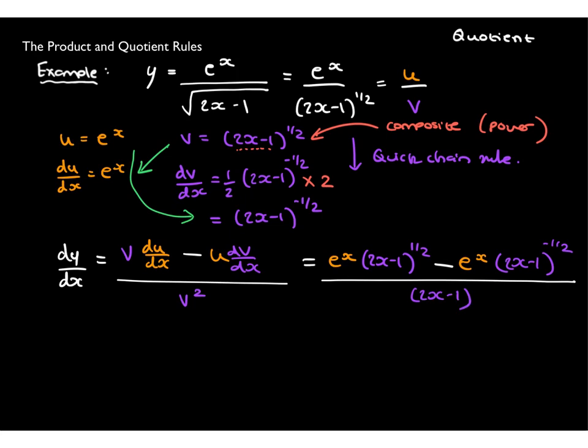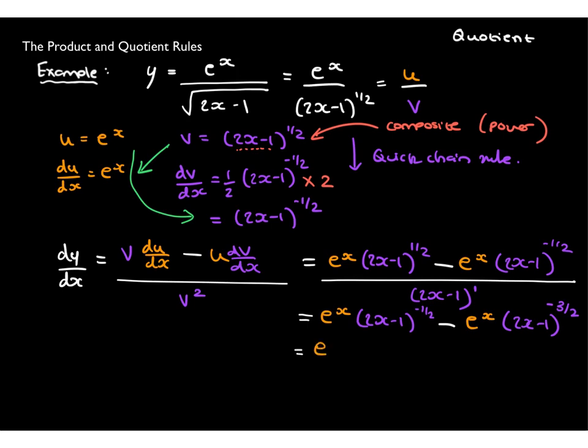Now, I'd like to simplify this, so I'm going to start off by dividing both parts in the numerator by 2x-1. So that gives me e^x, and then that's going to become (2x-1)^(-1/2). Think of that as a power 1 there. Subtract your powers as you do the division. And then e^x to the power of (2x-1)^(-3/2). Now, some serious factorisation needed here.